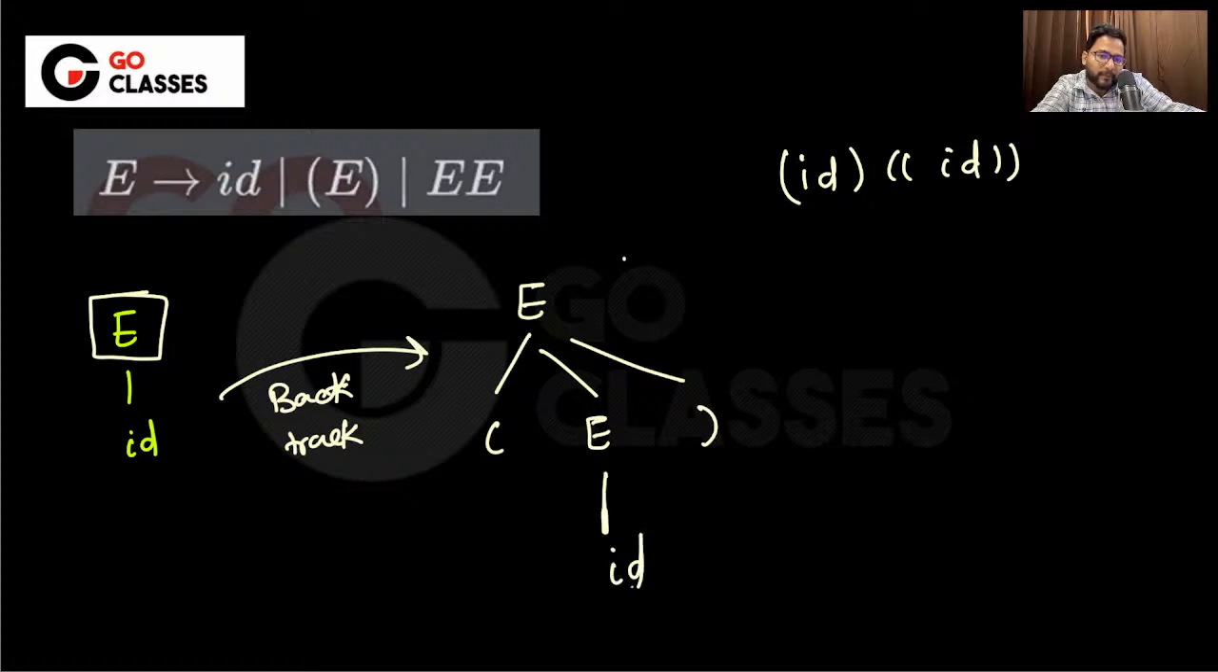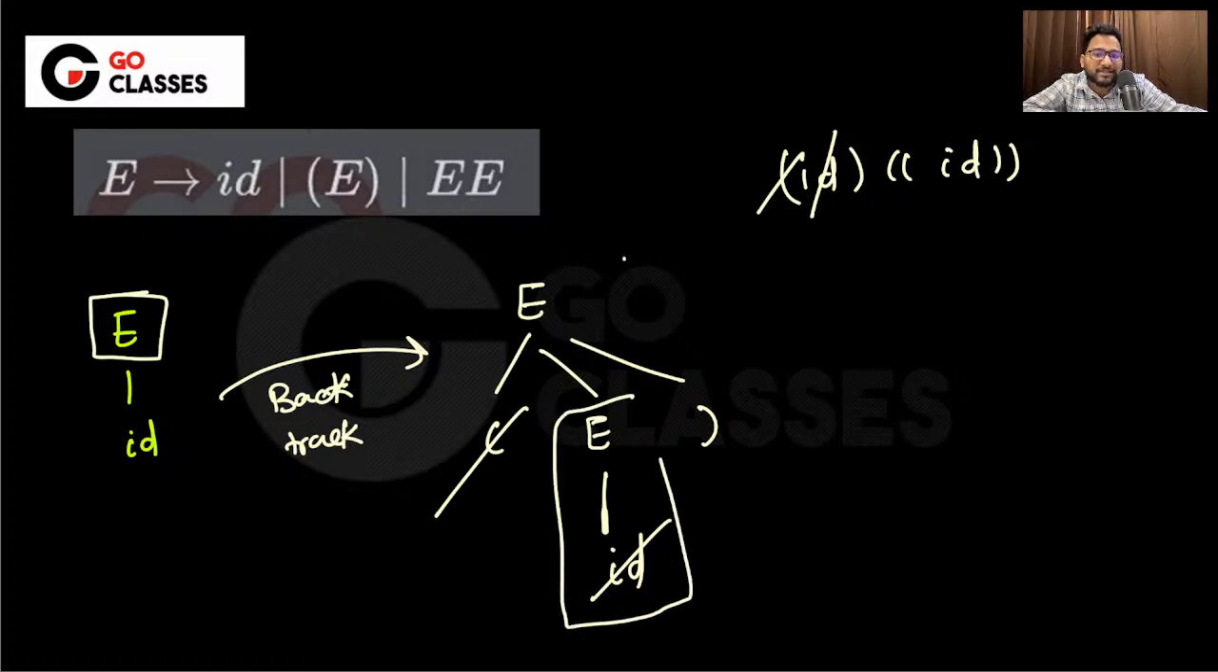See, this has already matched. Now id and id will be matched, right? And then this will be matching. See what is happening here. Let me tell you step by step: you will be matching this id with this id, and then you will say this is success.